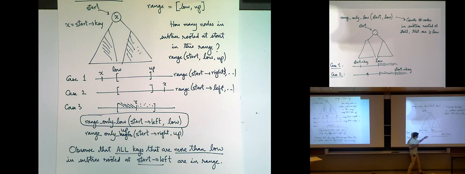I'm going to say this again. This is the complicated case. So I'll say this again, then I'll write it. So the first case, is this clear? You can ignore everything on the left subtree.